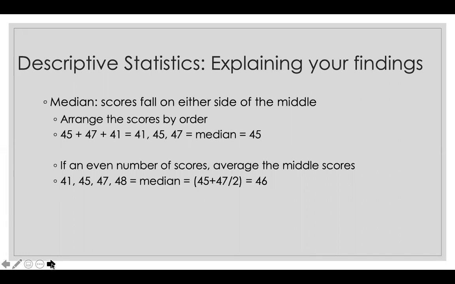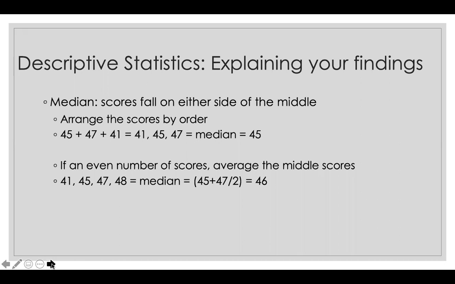In the median, scores fall on either side of the middle. So to find the median, you actually arrange the scores in order. So if we start with the scores of 45, 47, and 41, we rearrange them in order, 41, 45, 47, and we can see that the median is 45. Again, that's the middle number, and there's an equal number of scores on the right and the left.